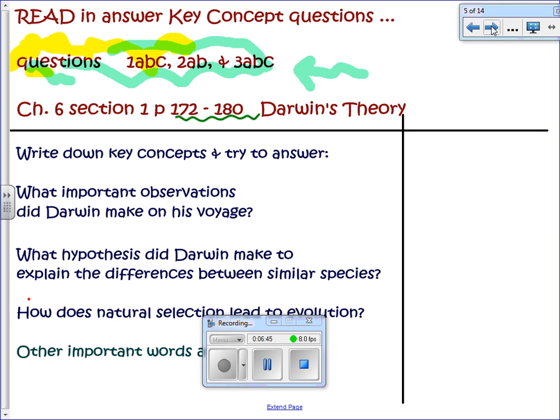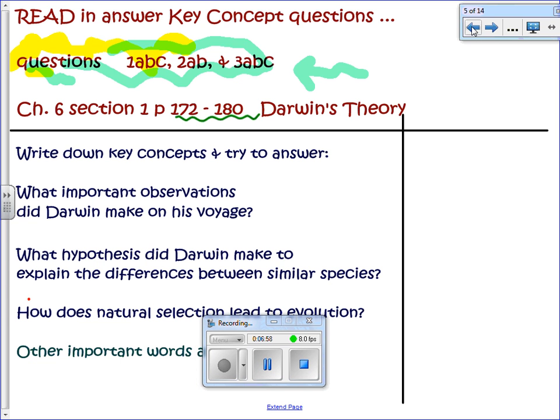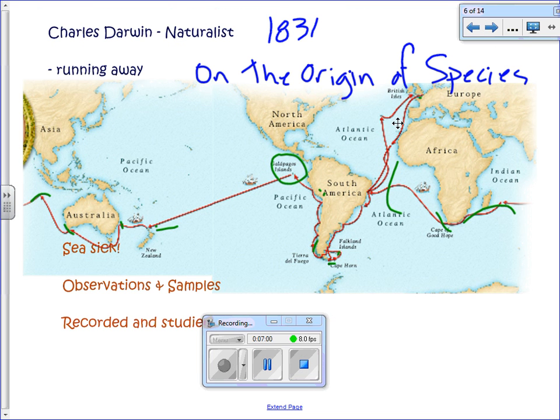Those are the questions you did yesterday. And so let's start right here. These actually are images just cut and pasted from the textbook. So if you want to follow along in the textbook, you can. It starts on page 172 if you want to follow along to see the pictures there. So here we go. Charles Darwin.